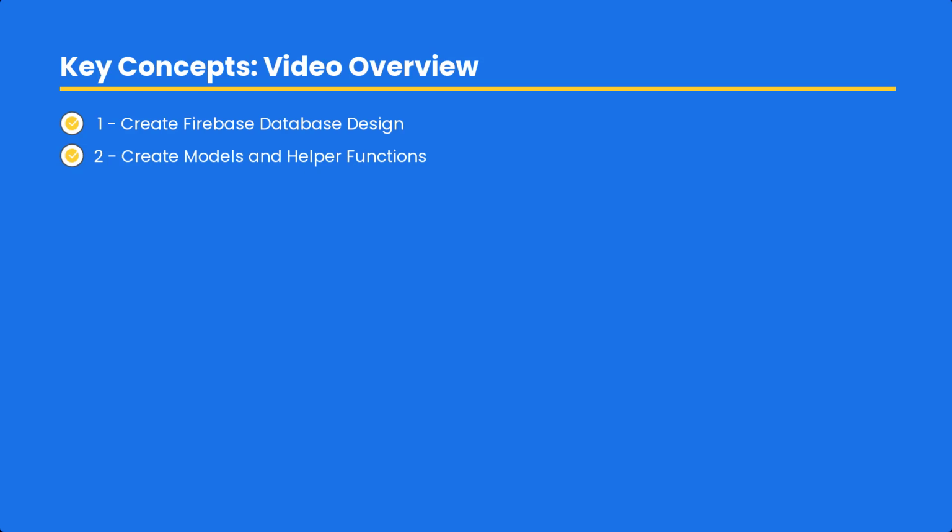So once we understand all the design, we will try to convert that design into our model. So we will create a model and its helper methods that are going to convert data to JSON and receive data from JSON.